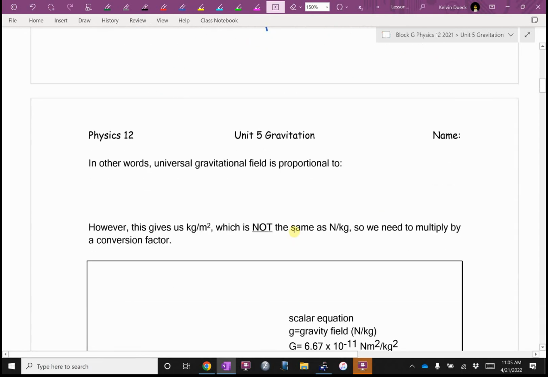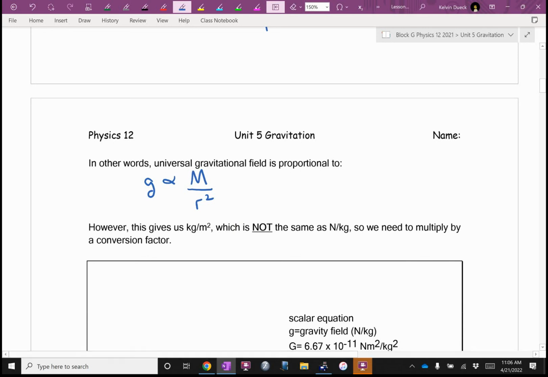In other words, he found that universal gravitational field, little g, is proportional to, there's a symbol for is proportional to, and it's a little fish, the mass of the planet causing the gravitational field divided by the square of your distance from the center of that planet. Problem. I want gravitational field to be in newtons per kilogram. This would be in kilograms per meter squared. The units don't match. So he said we need a conversion factor.